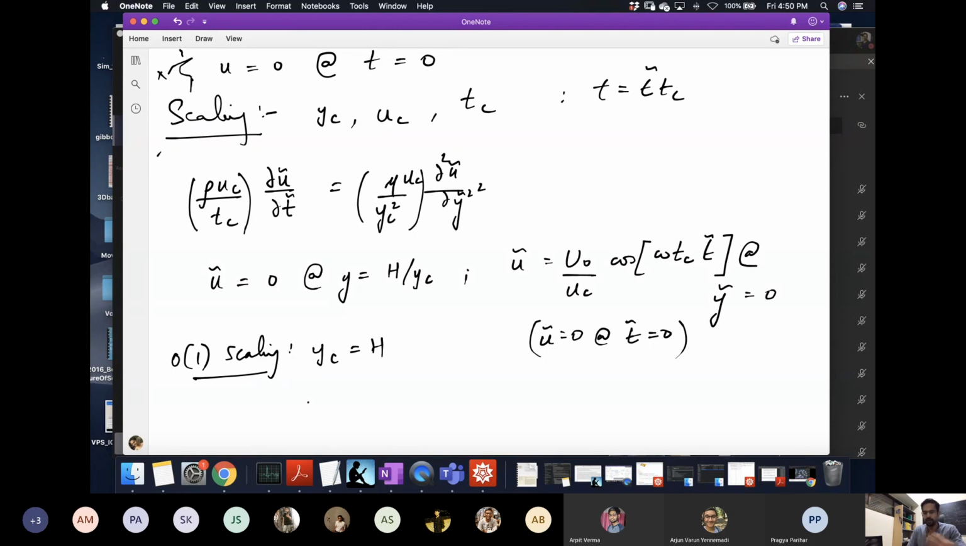Similarly, in this case, the flow is not being driven by anything other than the wall motion. So if you want the velocity field to vary roughly from 0 to 1, it again makes sense to choose u characteristic as u naught. In that case, this term becomes 1, and so does this term become 1. So that's what we want. Then u tilde will vary as cosine omega t at the wall, where it's going from 0 to 1 there, and in the fluid also it's bounded by 1. So these two scales come out of the requirement of maintaining this so-called order 1 scaling, where characteristic scales represent the magnitude of the variables as far as we expect them.